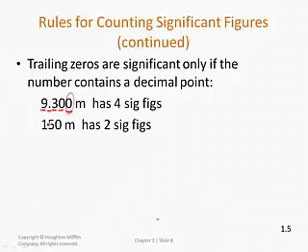On the other hand, here we have 150 meters. Okay, this 0 right here, its only function is as a placeholder to show that the magnitude of this number is 150. There's no decimal point in this measurement, and so only the 1 and the 5 are counted as significant figures.